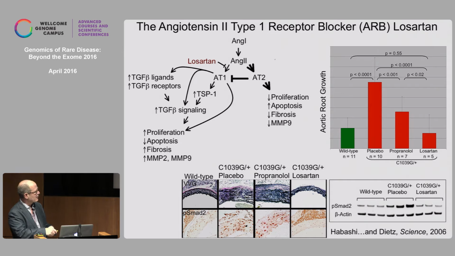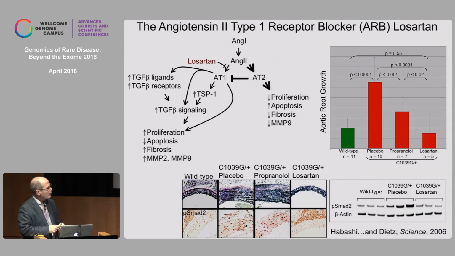We still saw thickening of the aortic wall, a high collagen content, and disarray of elastic fibers. And there was clear evidence for residual high TGF-beta signaling, as shown by nuclear accumulation of phosphorylated SMAD2.